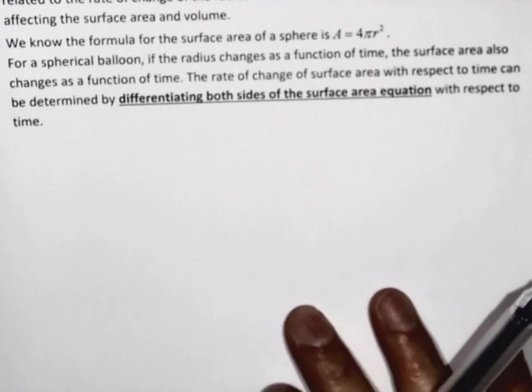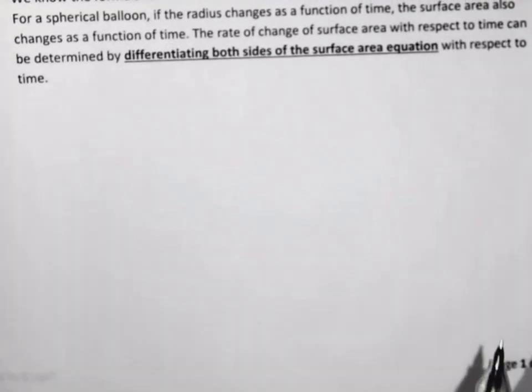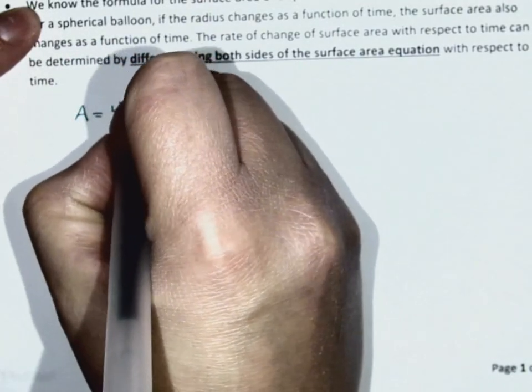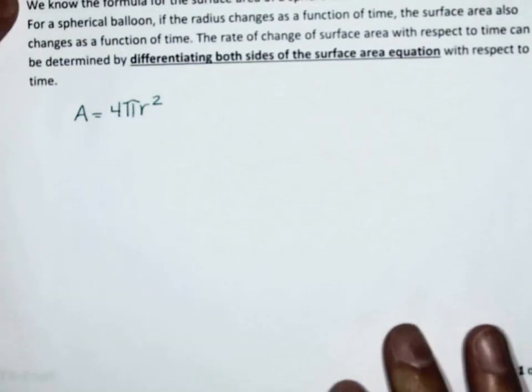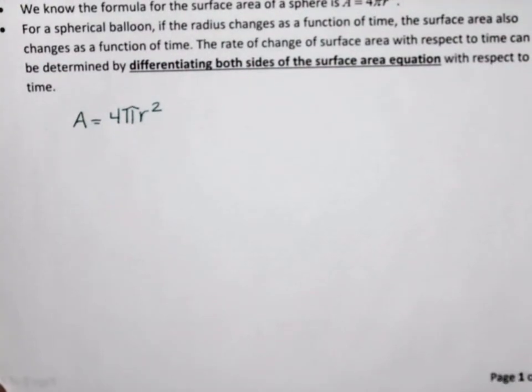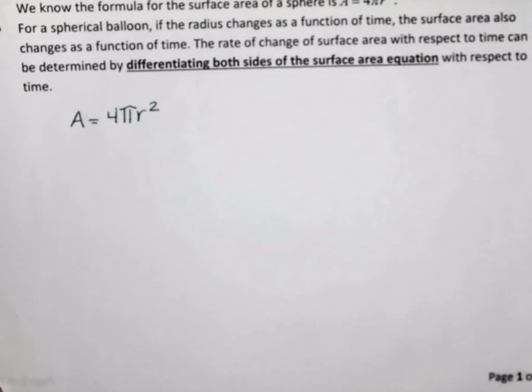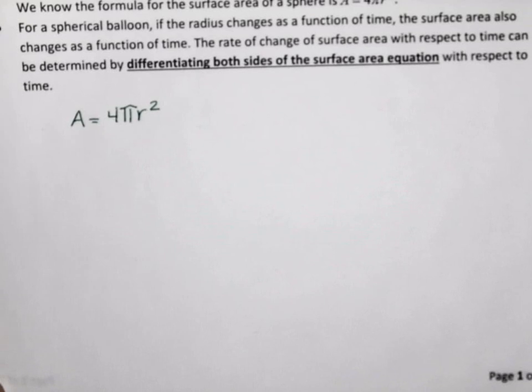All right, so here we go. We're going to do some math here. We're starting with the formula A equals 4 pi r squared. We're going to differentiate both sides, and remember, we're differentiating with respect to time. So your denominator is always going to be dt, because that's what it's connected to. Both are changing over time.